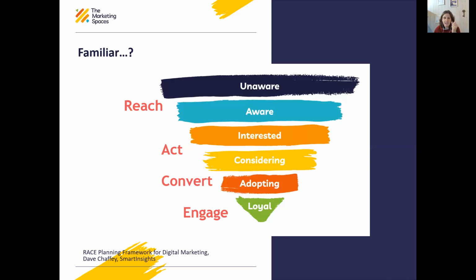At a simple level, I'm going to pick simple figures. We might say, for every 100 people that become aware of us, we want 70 of them, so 70%, to go through to interest. Out of those 70, probably 35 of them are going to be considering us. Out of that 35 that are actively considering us, we think we want 10 to become actual customers.